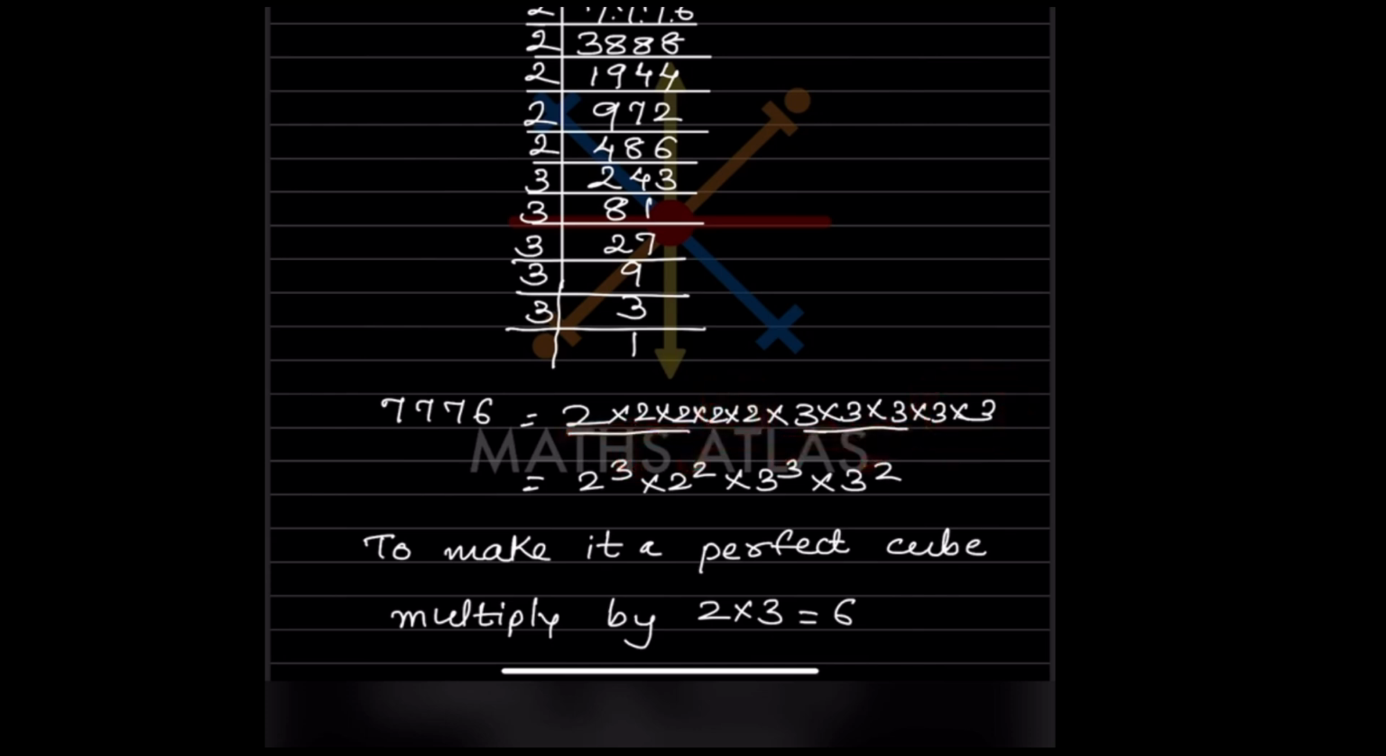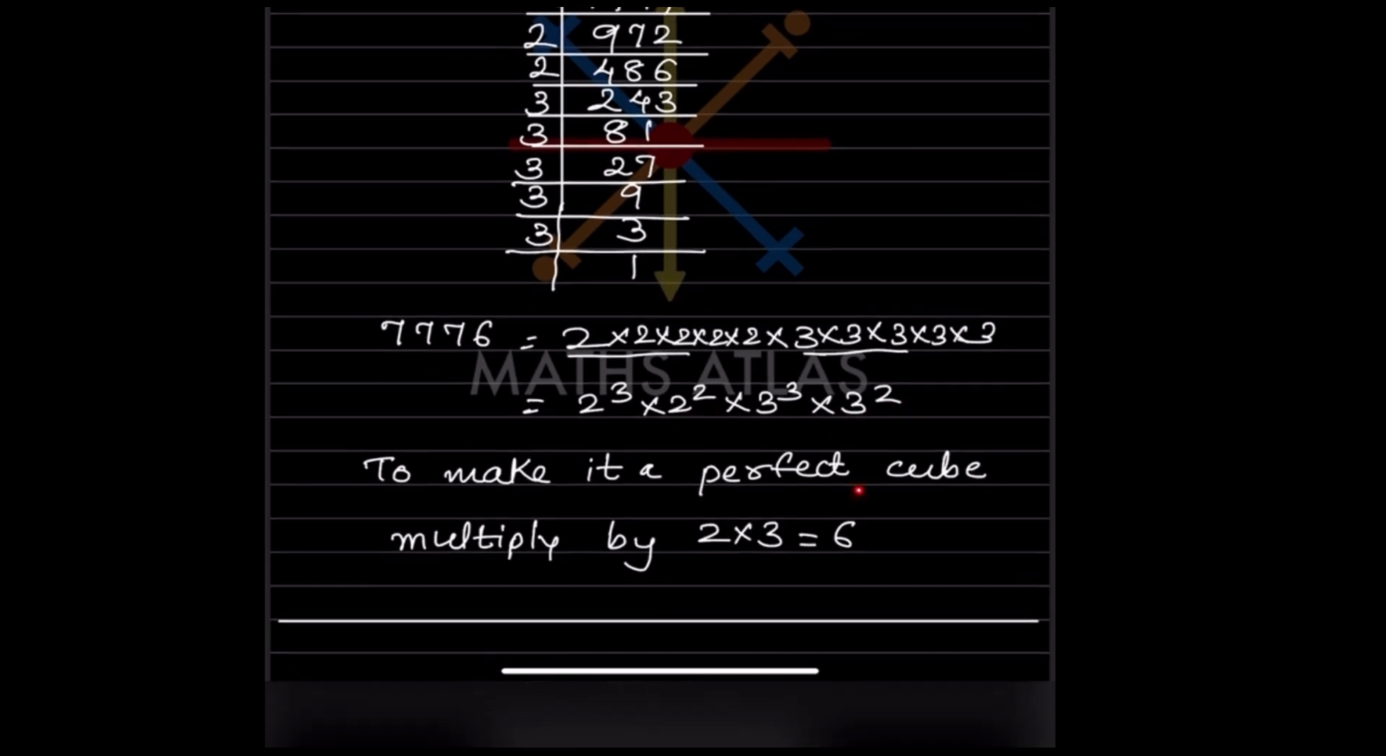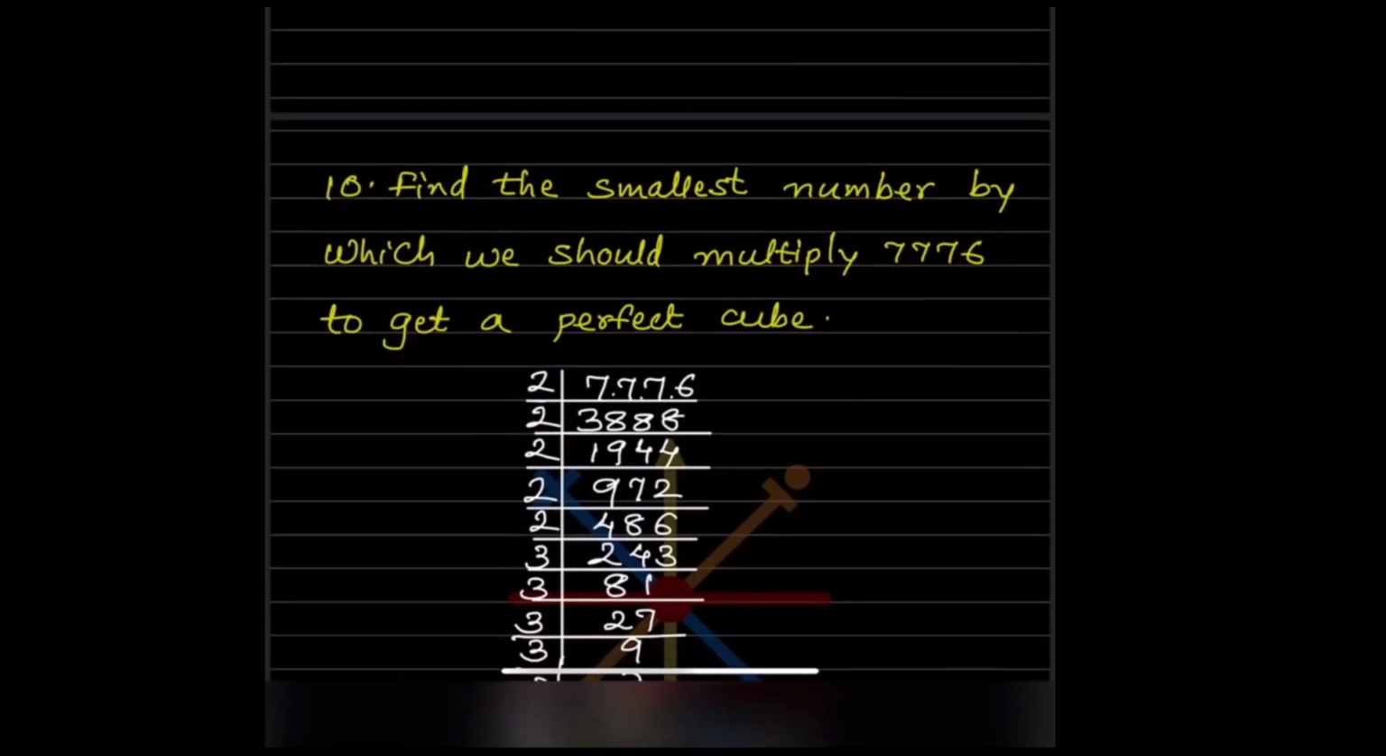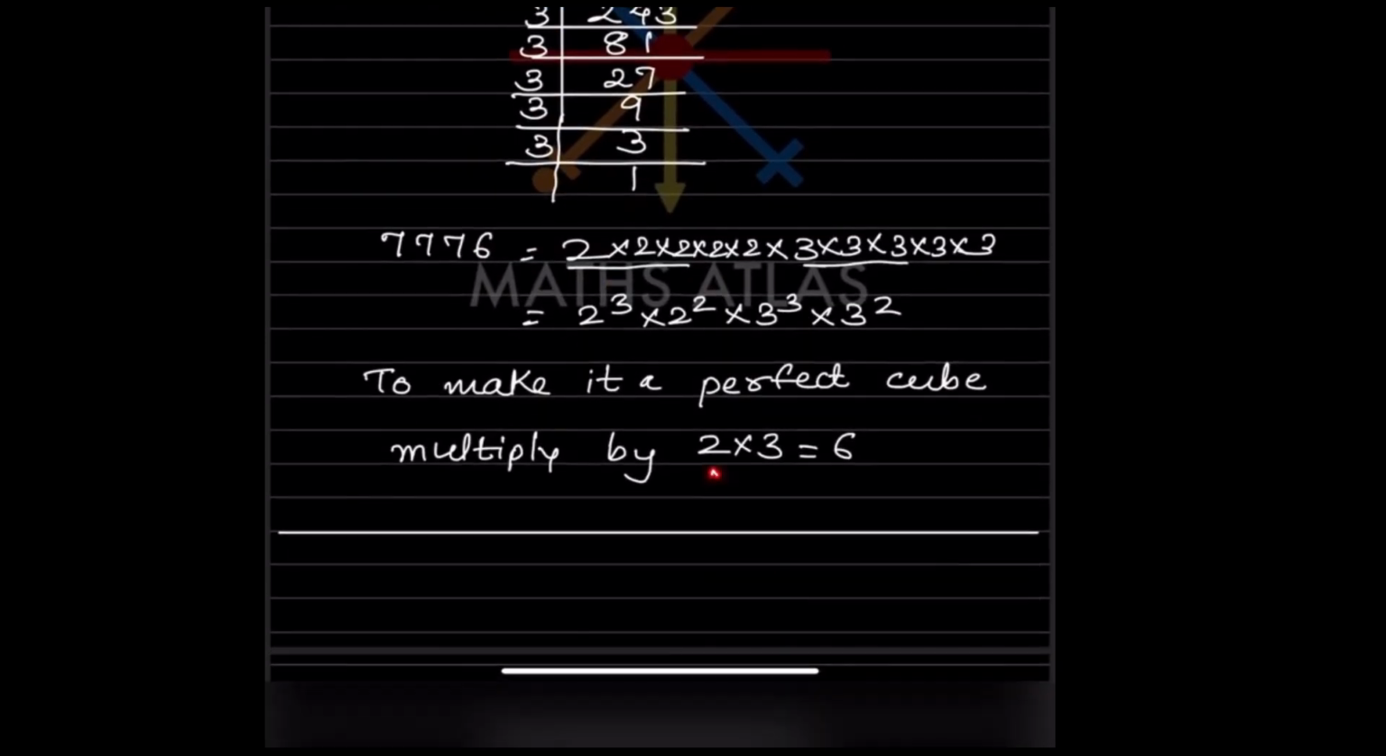So now what you can see, you want to see the perfect cube. Here one 2 is less and here one 3 is less. So to make it a perfect cube, you have to multiply here extra by 2 and here by 3. So 2 into 3, that is going to be 6. So what they have asked is the number by which you should multiply to make it a perfect cube. So if you multiply by that extra 2 and 3, you get a perfect cube.